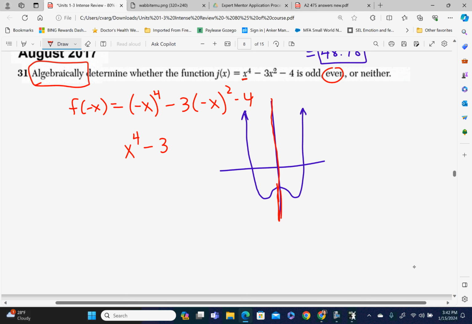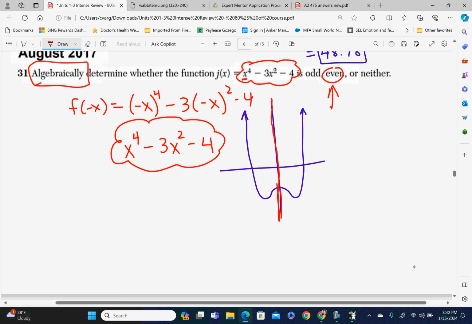Negative x squared is going to also give me the same thing as x squared. And then that minus 4 comes down. Since this right here is the same exact thing as this right here, this is an even function. Okay, that's how you get your full 2 points. If you did it graphically, you would get 1 out of 2.